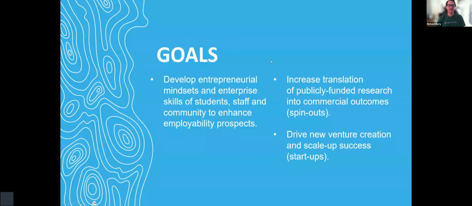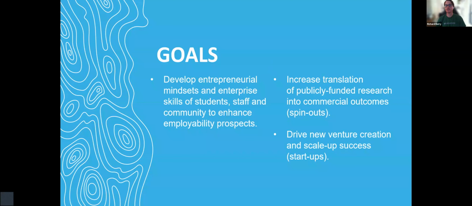And our goal is to develop the entrepreneurial mindsets and enterprise skills of our students, our staff, and our broader community. You may make use of one of those to enhance employability prospects. Not everyone's going to be an entrepreneur, and that's A-OK. We can support you in many different ways.